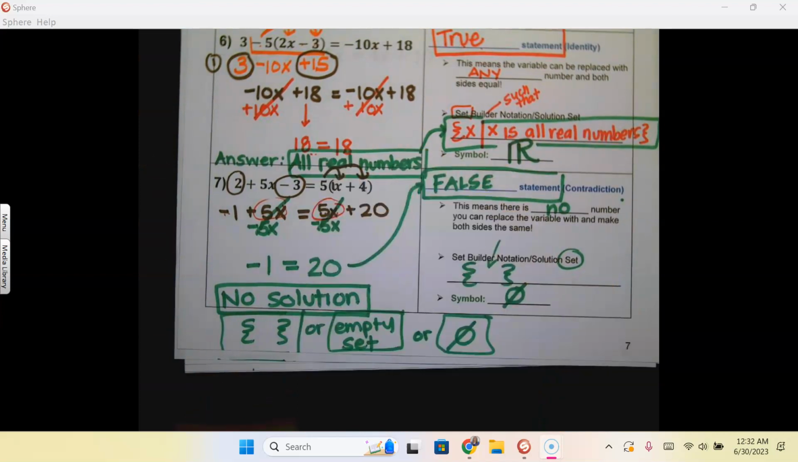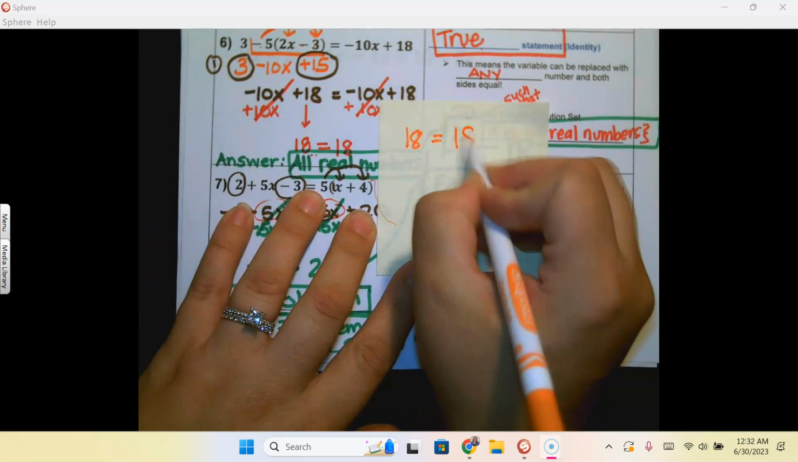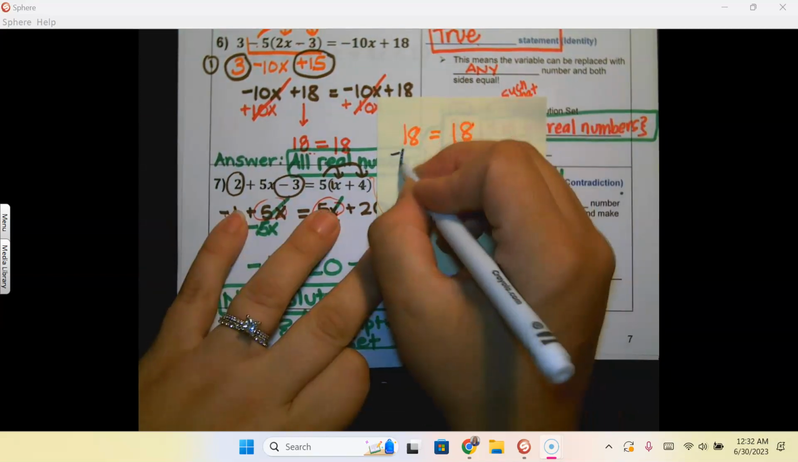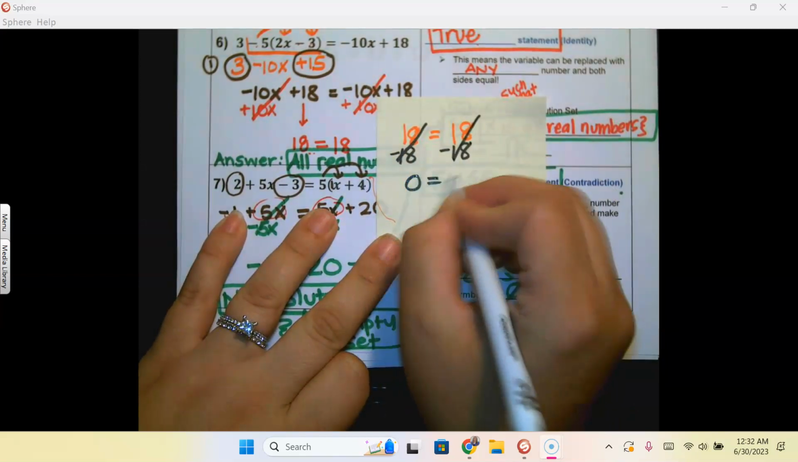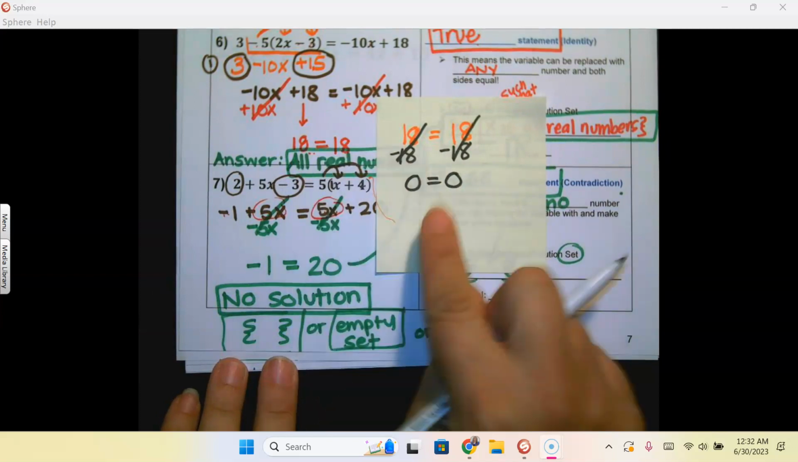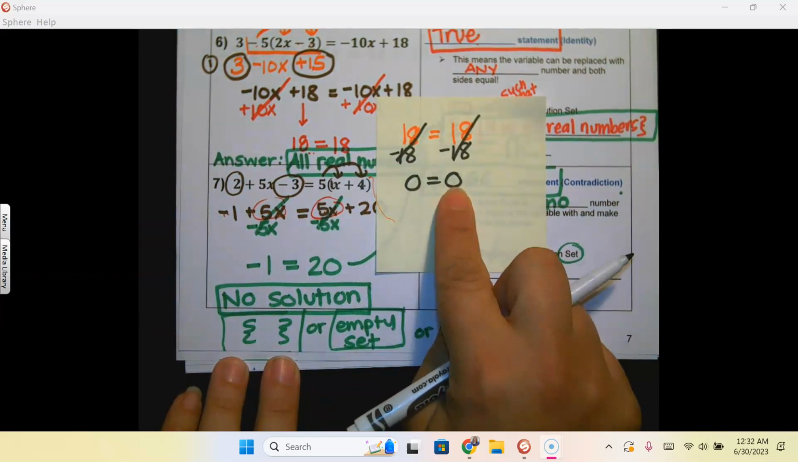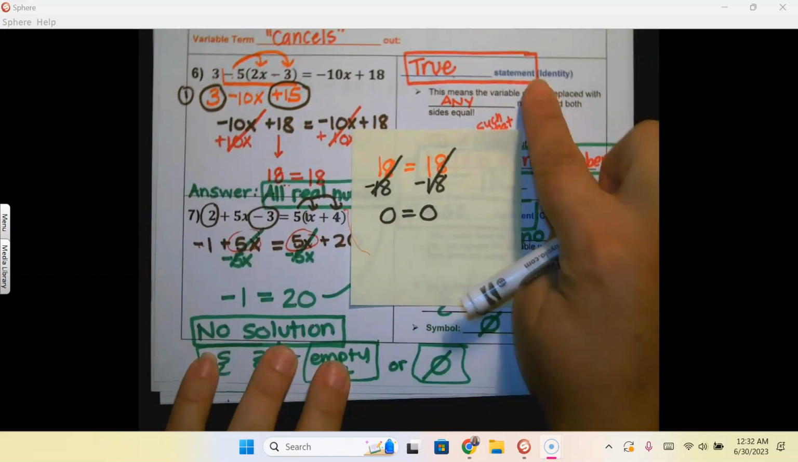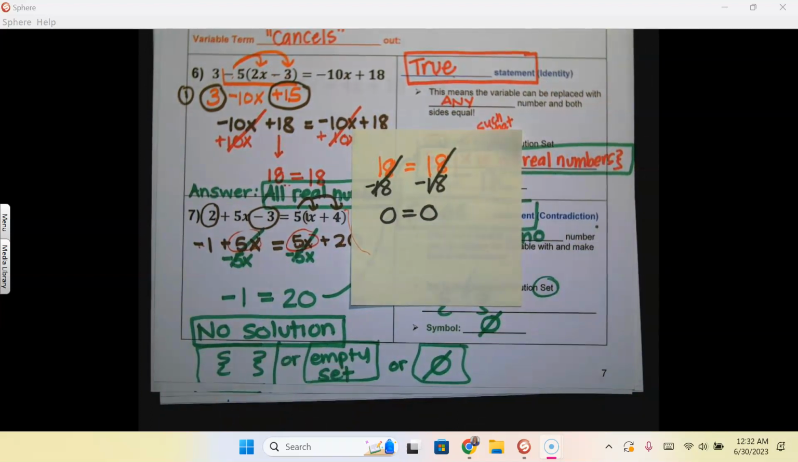Now up here with the 18 equals 18. If you didn't stop there and you added an extra step that you didn't need, you're going to have 0 equals 0. So instead of 18 equals 18, if you did an extra step that you didn't need to, you'd have 0 equals 0, which is fine because that still is telling you it's true. 0 does equal 0, so you would know it's all real numbers, even if you added that extra step in the end.